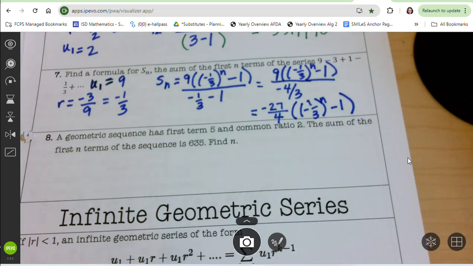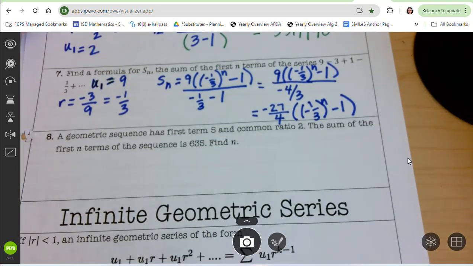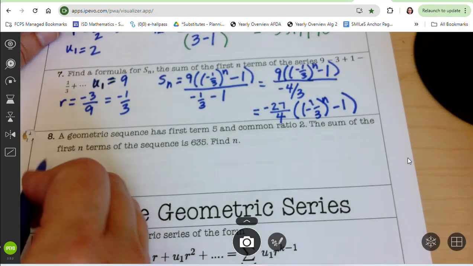All right, almost done with the talking. I think we got 2 more problems to write about. Oh, I like this infinite question, actually. It's a good one. But we're still not there yet. We're still on geometric. Okay, so we have to find n. They tell us the sum is 635.